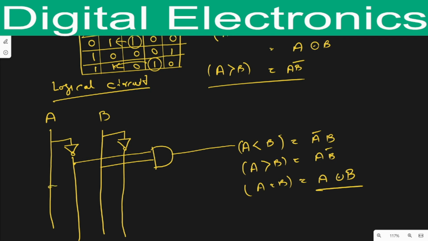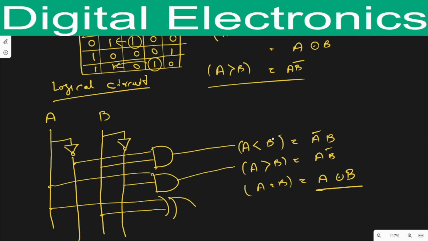And in the second case, A B bar. From this point I will take A, and from this point I will take B bar. When I provide these two inputs to an AND gate, from this end I will get A B bar. And when I take A and B to the XNOR gate, from this end we will get the output A equal to B.